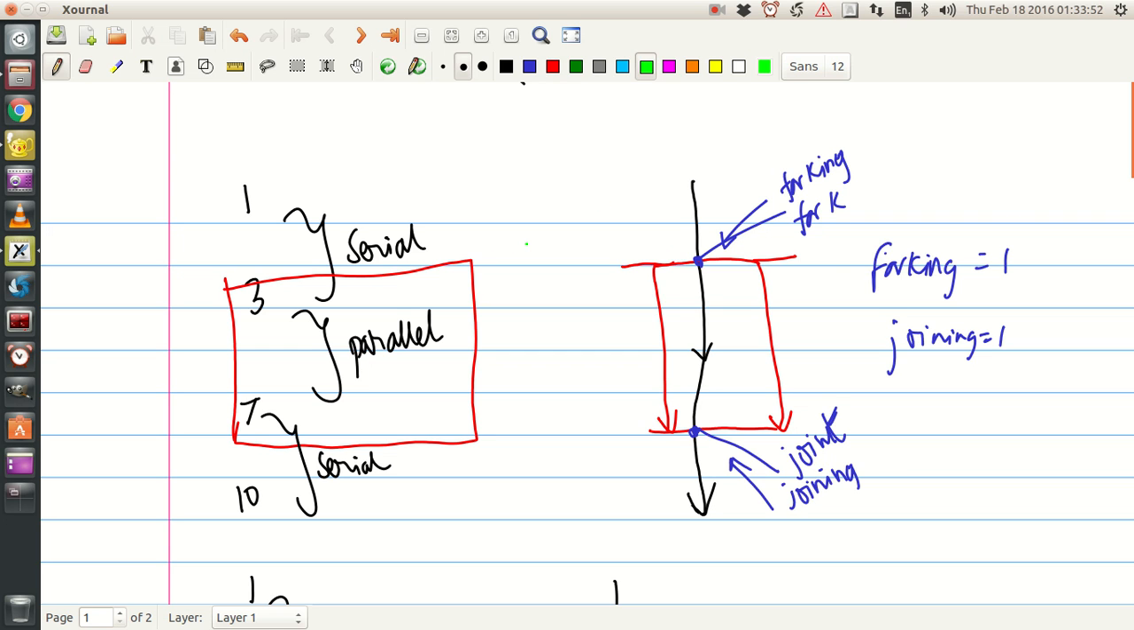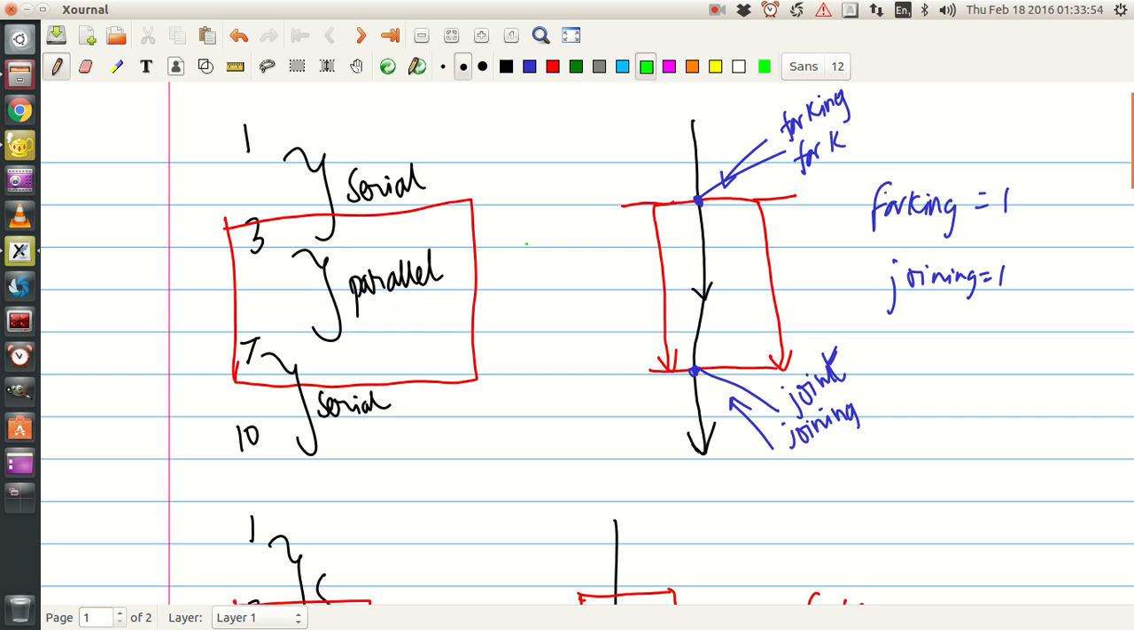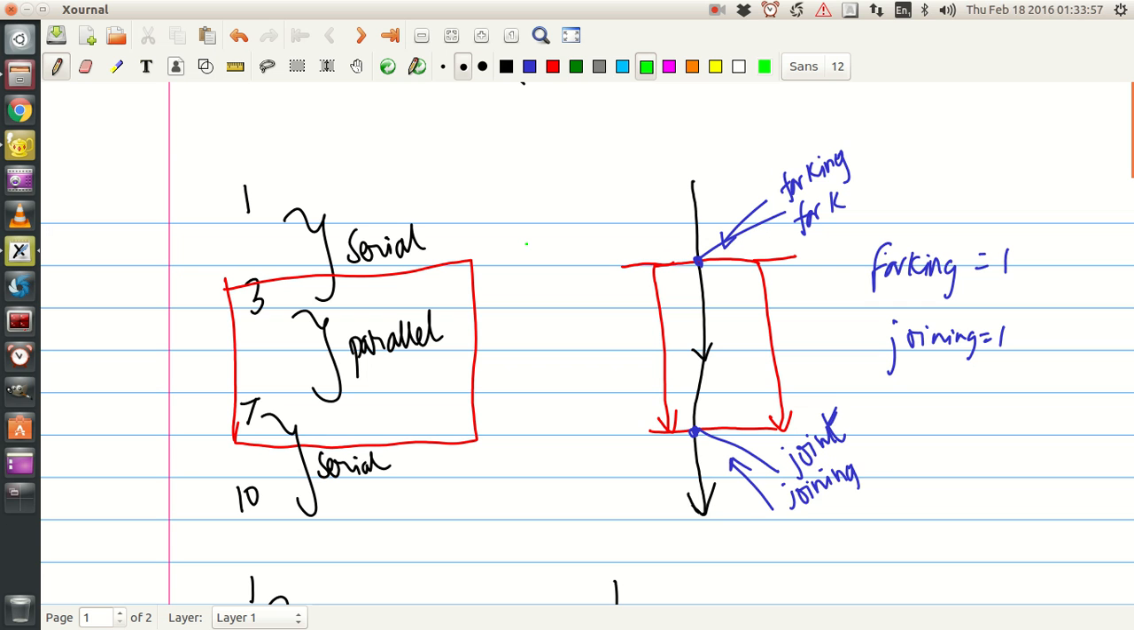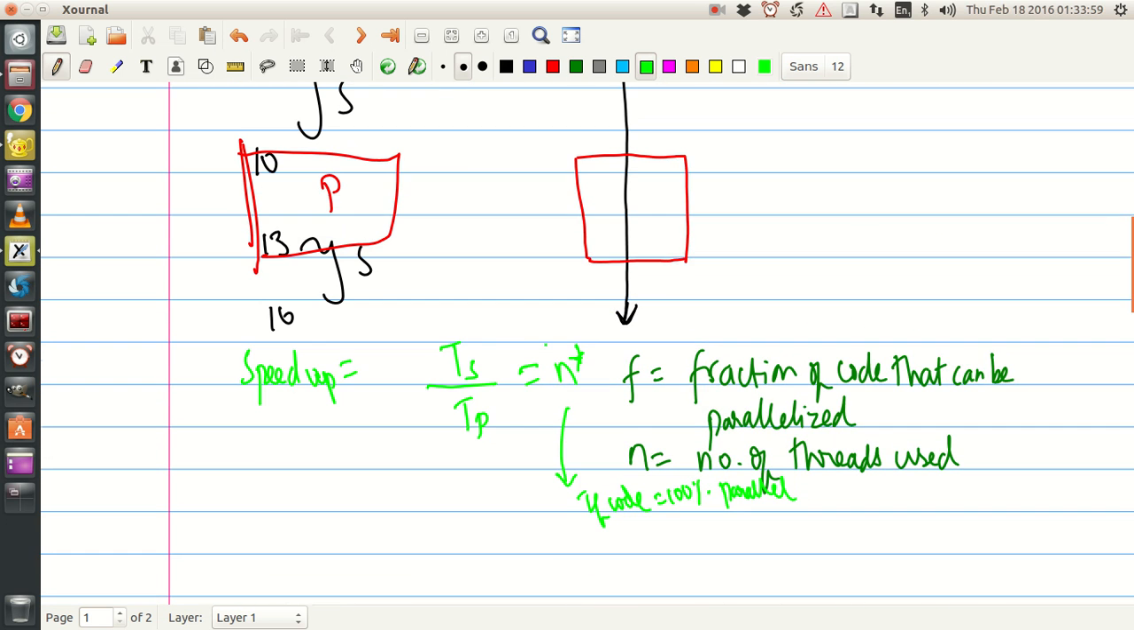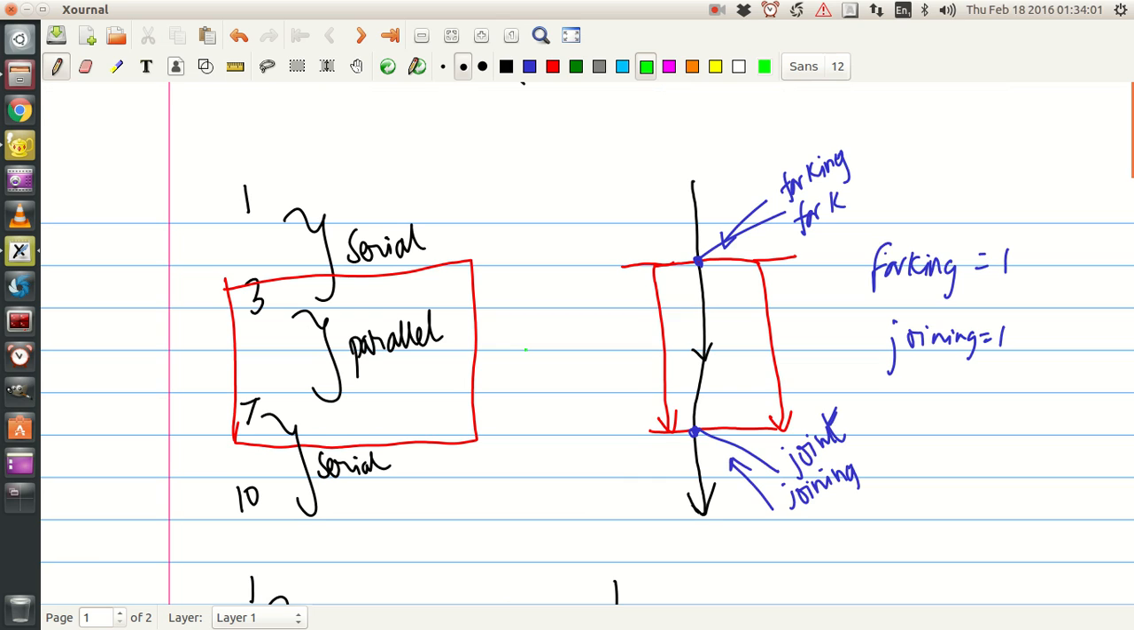In this tutorial I'll be explaining the fundamental idea behind OpenMP, namely forking and joining, and about speed up. Okay, here's the thing. The idea behind OpenMP is as follows.